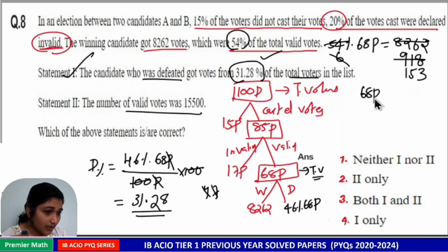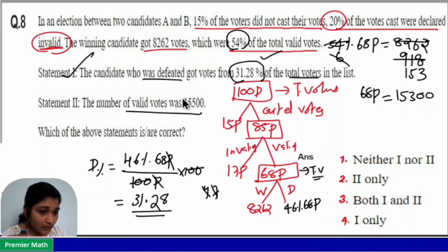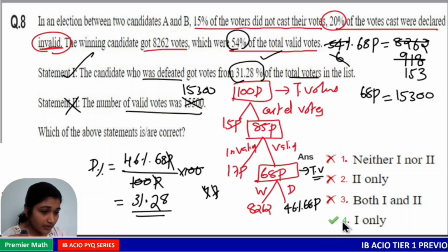Then 68 part is equal to, with the percentage transferred to the right hand side, 15300. So this is wrong. This should be 15300. Statement 2 is wrong, which means option 4 is our answer. Only statement 1 is right.